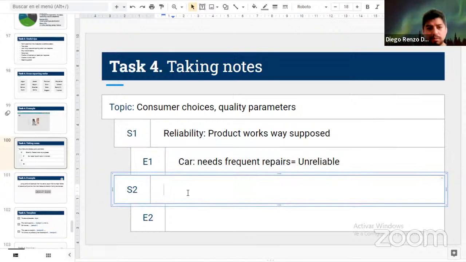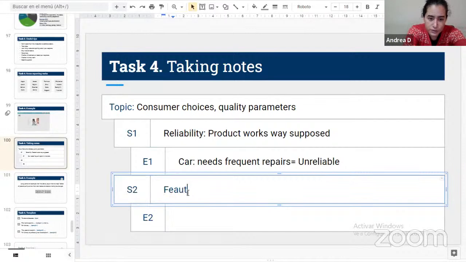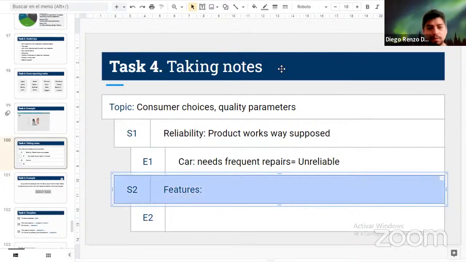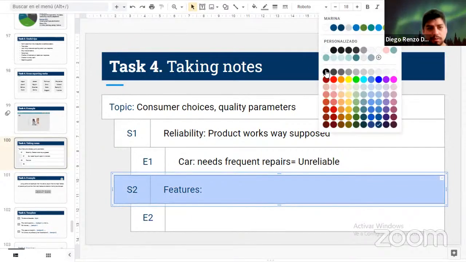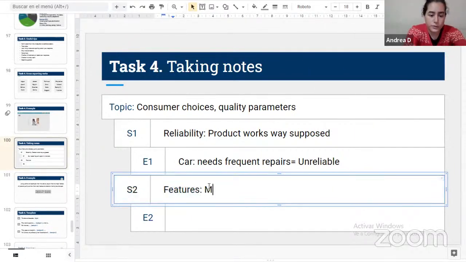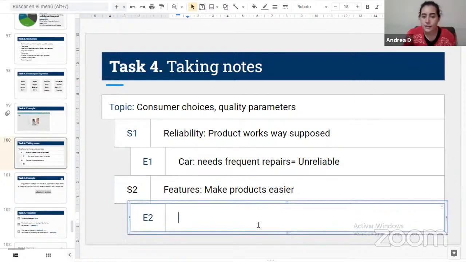Features. Okay, great, it's features. And what are features? How is it defined? Make easier the products. Okay. Yes, that's right. They make products easier. Anything else? Okay, that's great. That's enough for our notes. And what about the second example?